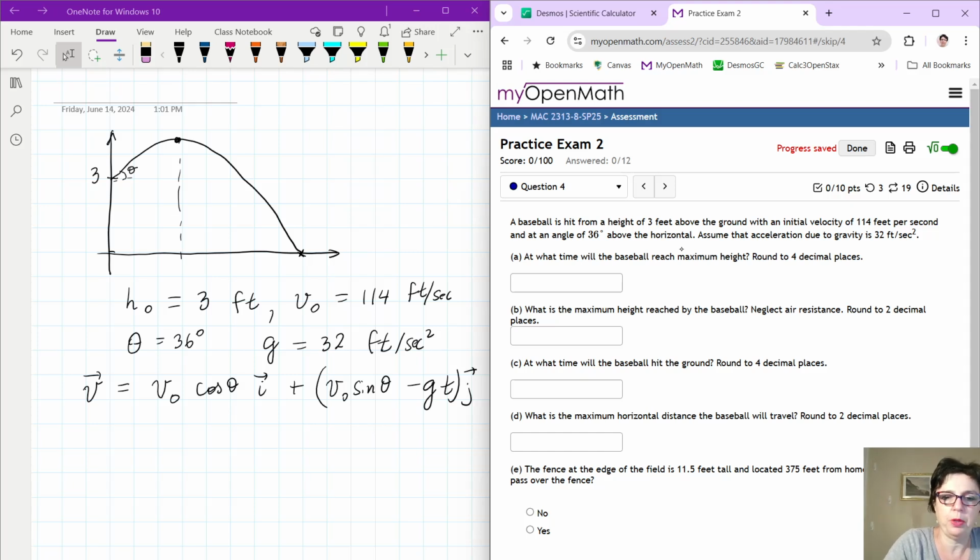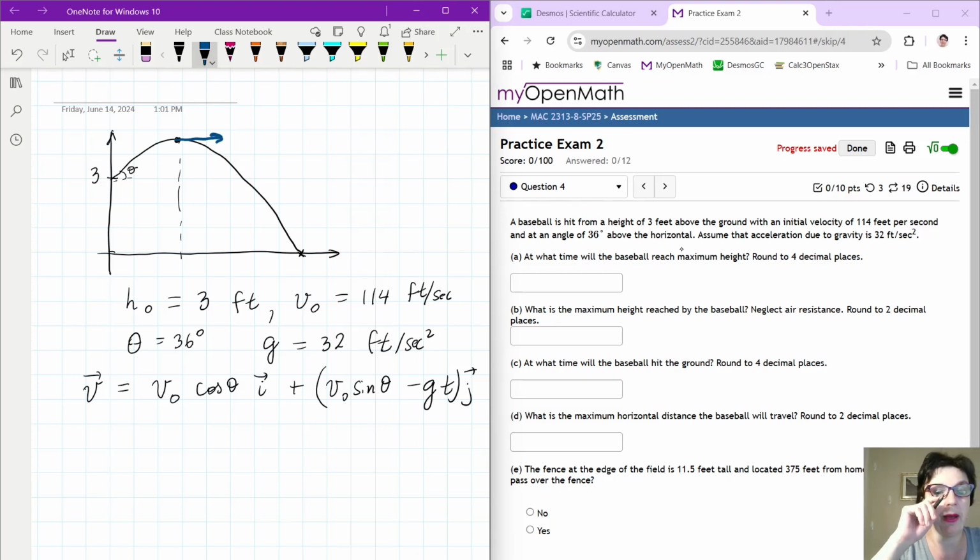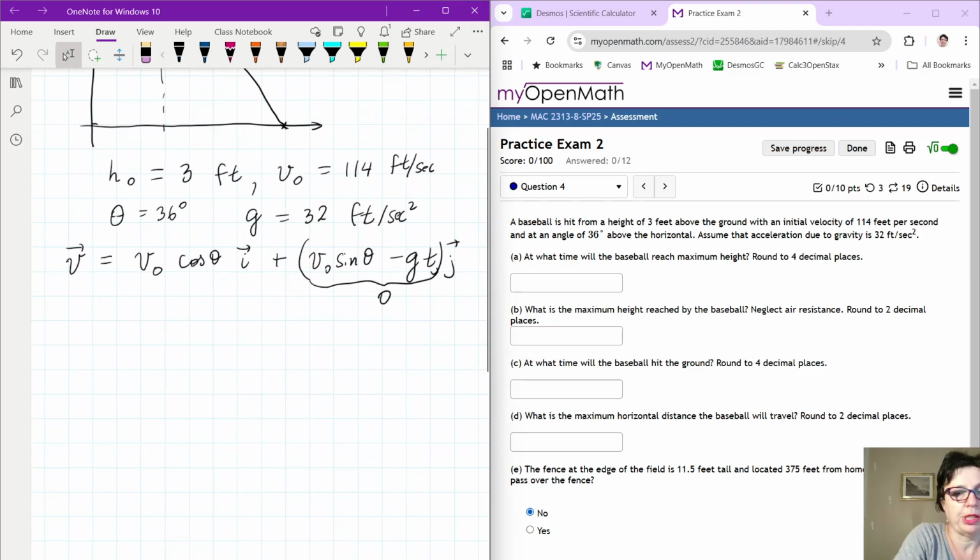The first part is actually pretty easy to see, because if you draw a vector of velocity, you will see that this vector is tangent to the curve at the maximum, and the y component of that vector is 0. So what you need to understand is that this part right here is going to be 0 when the ball reaches maximum height. So if we set it equal to 0, we have 114 multiplied by sine of 36 degrees minus 32 times t equals 0.